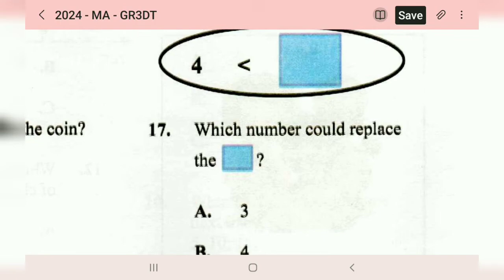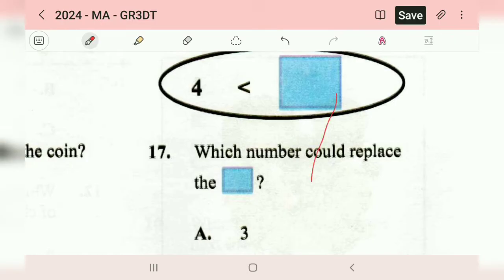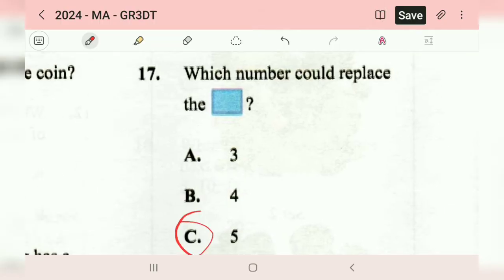Tired wrongness. All right. 4 is less than 5. Not less than 3. Less than 5. So let's go. 4 is less than 5. So the answer is C. 4 is greater than 3. 4 is equal to 4. But it's less than 5, which is C.